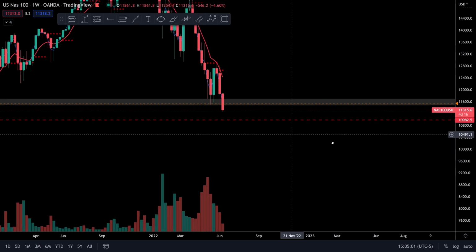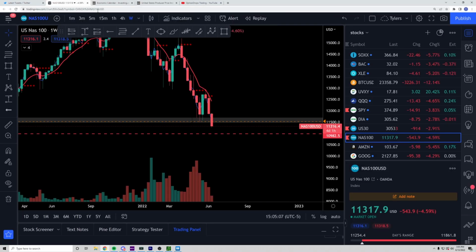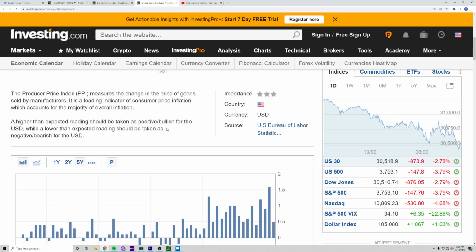Now, Jay Ream did call out and say that 11.3 was going to be a nice support, and shout out to him because it has been a relatively strong support on the day. But things you need to know going into tomorrow, you do have the PPI coming out, and this is a broad scale of what's happening with inflation.